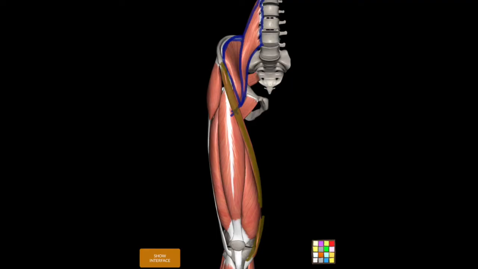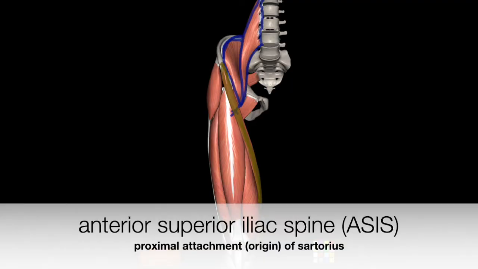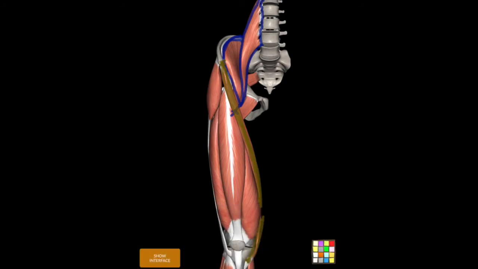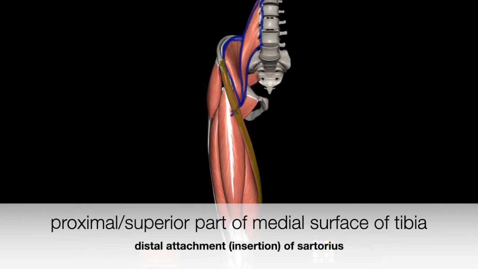So sartorius, the tailor's muscle, its proximal attachment is the anterior superior iliac spine here, and its distal attachment way down here is an area of the proximal tibia anteriorly just medial to the tibial tuberosity. It doesn't have a nice compact name, that spot.